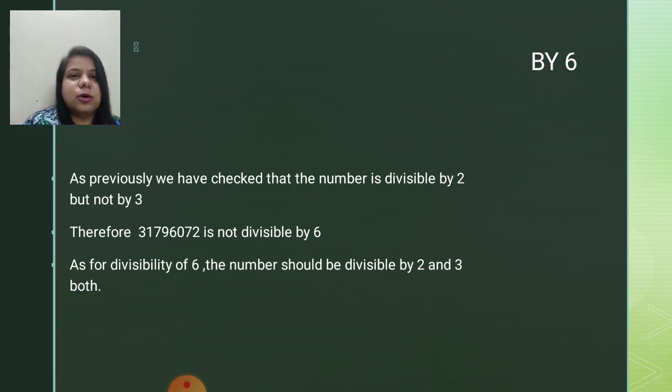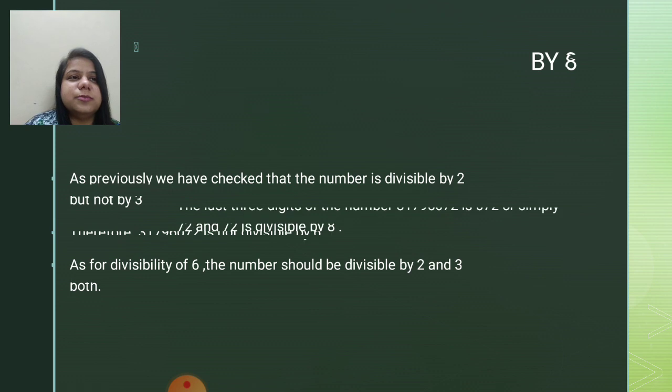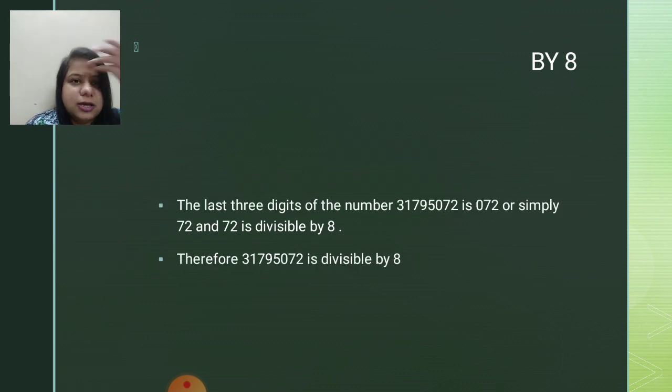Okay. Now next we are going to check divisibility of this number by 8. Okay students, in case of 4 we have taken the number formed by the last 2 digits. Now in case of 8, we have to take the number formed by the last 3 digits, right? So here in this case, the number formed by the last 3 digits is 072. So 072 simply means 72.